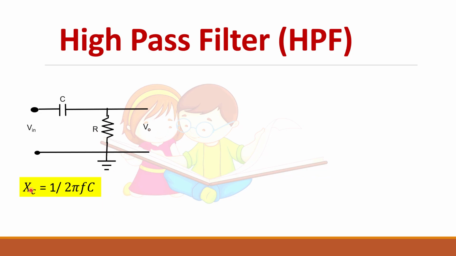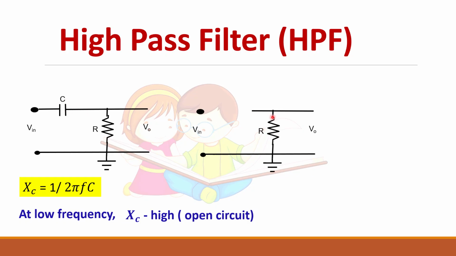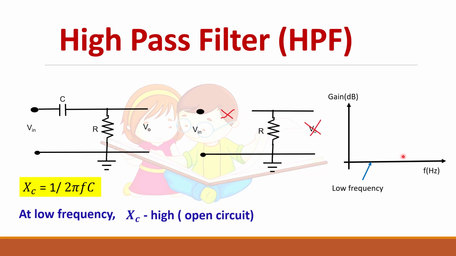Let us see. We know Xc is equal to 1 by 2 pi Fc. If F is low, that is at low frequency, if I put 0 here, Xc is going to be an infinite value. It means that Xc is a very high value, and the capacitor will act as an open circuit. So the circuit is open here, no current will flow, and we will get no output at low frequency.